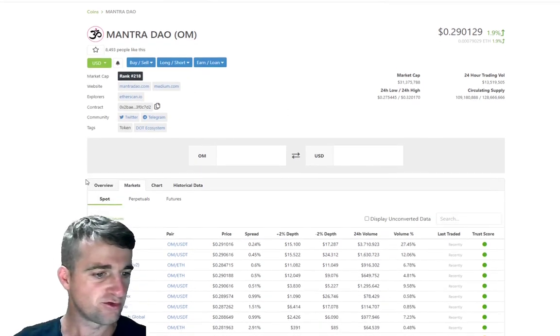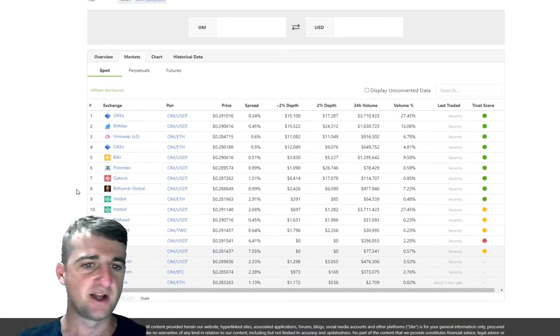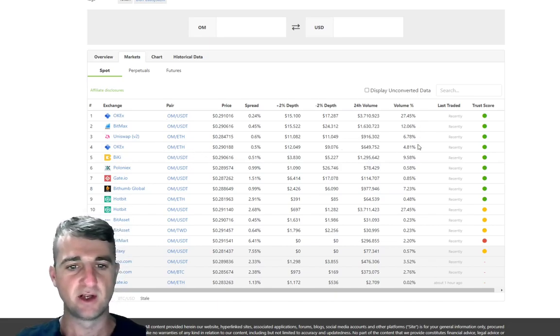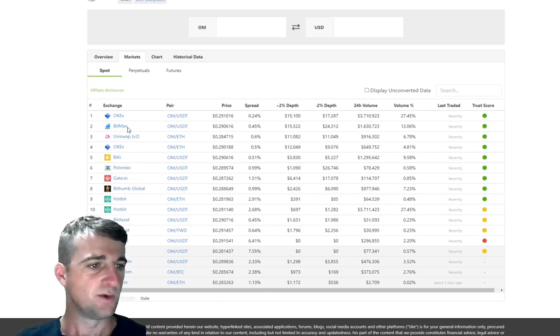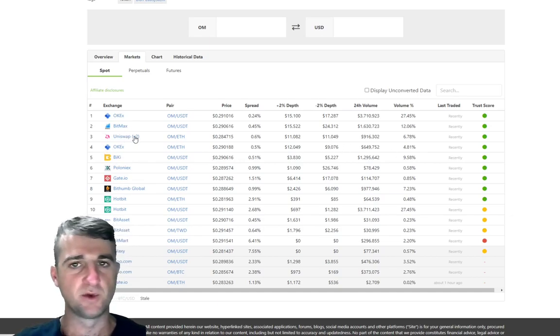If we just scroll down to the market pairs where we're currently trading, where it's getting the most volume. So OKX against USDT and Ethereum. You're getting around 32% of the trading volume on OKX. We have Bitmax, Uniswap. Just be careful with Uniswap.